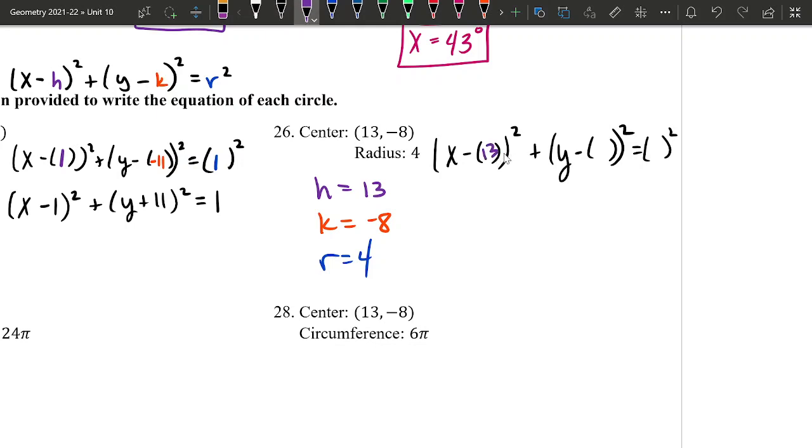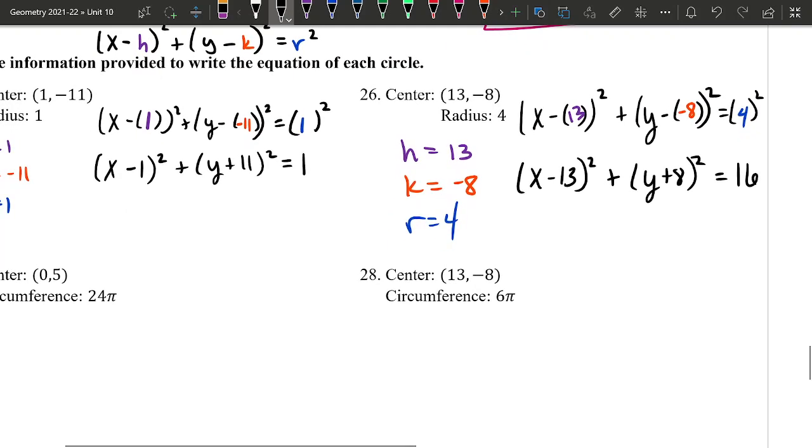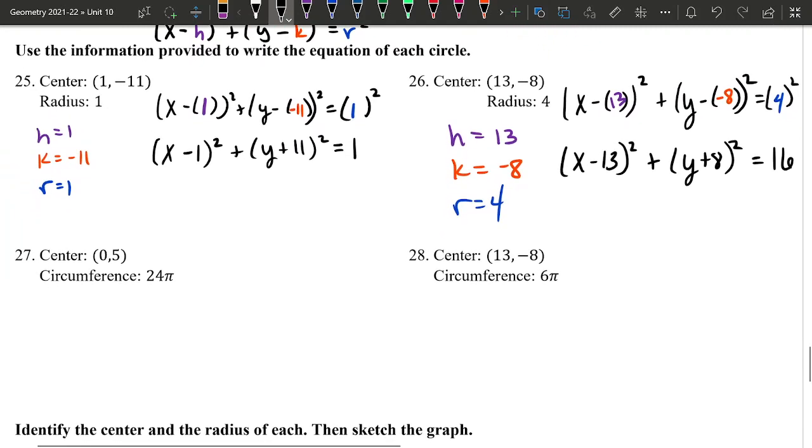You have a 13, a negative 8, and a 4. And then simplify it. X minus 13 squared plus y plus 8 squared equals 16. That's really all there is to it with the equation of a circle, writing it.